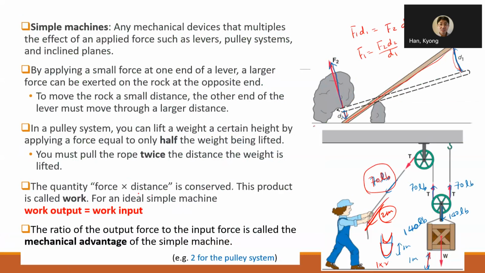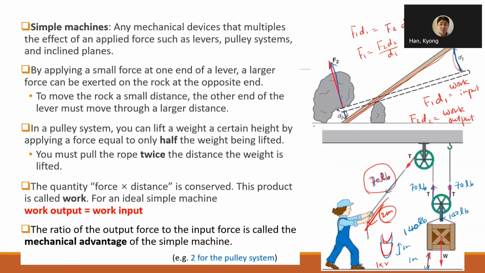The quantity force times distance is conserved. This product is called work. For an ideal simple machine, work output equals work input. In this case F1 D1 is work input. In this case F2 D2 is work output. The output and input must be the same, right? That is a kind of conservation right there.